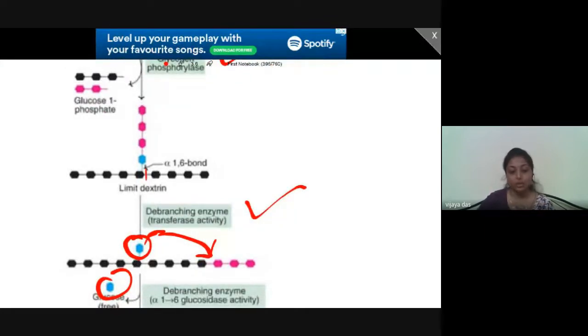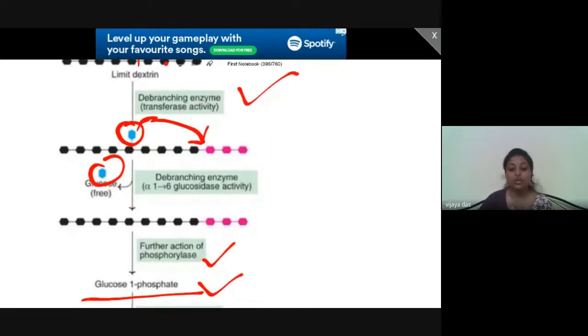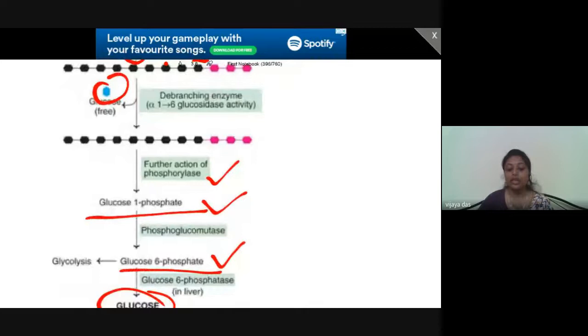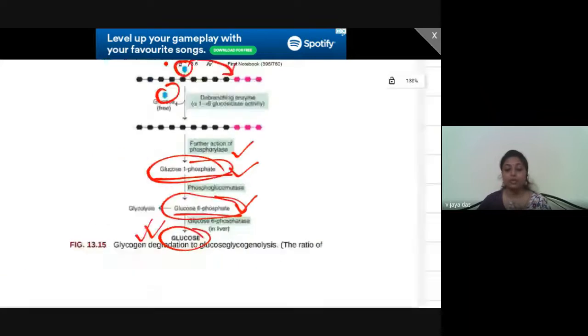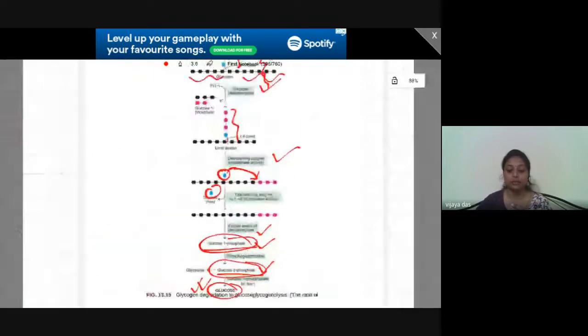So the branch units here, we have added them onto the linear chain. After that, the free glucose we have removed, and then slowly every glucose will be released, and it will be released in the form of glucose 1 phosphate. And glucose 1 phosphate, what do we have to convert it into? We have to convert it into glucose 6 phosphate, and ultimately what you get here is your glucose molecule. If you compare both the processes, you will see this is just the reverse.